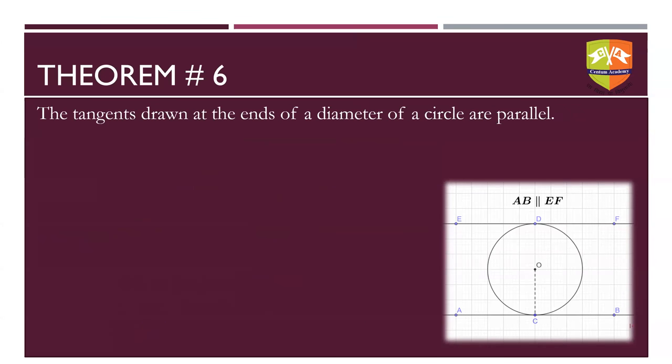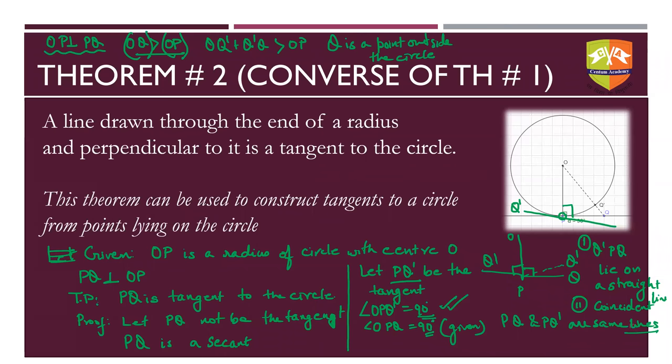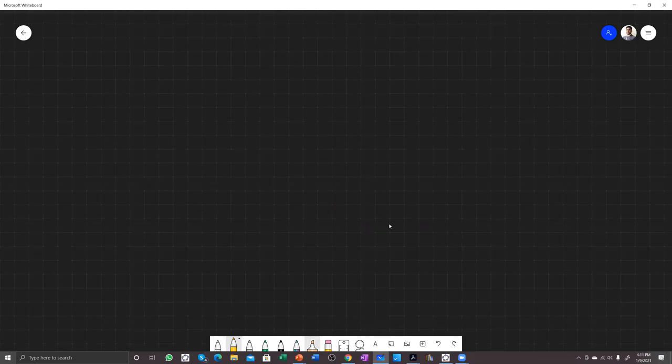The tangents drawn at the ends of a diameter of a circle are parallel. Yes, Aditya, here is theorem 2. Let me repeat here. Let us say we have a circle, and here is the center. Here is the radius, and it's given that you have drawn 90 degrees, OPQ. So you have drawn a 90 degree to the radius. You have to prove that PQ is tangent.